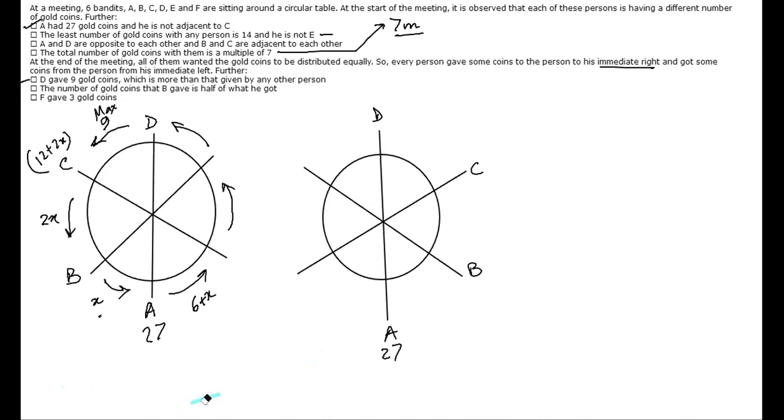Let's go to B. So B is also at 21. B got 2x and gave away x. Means what? B eventually got an x extra. After getting an x extra, he has got to 21. That means before getting that x, he must have been at 21 minus x. 21 minus x, he got 2x, became 21 plus x. Then he gave away x and he became 21.